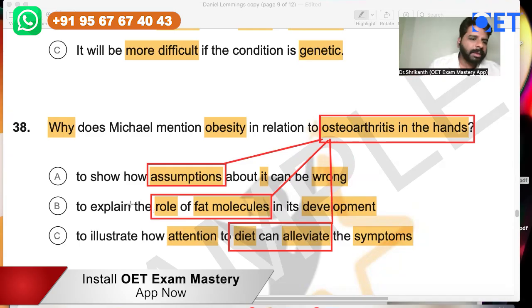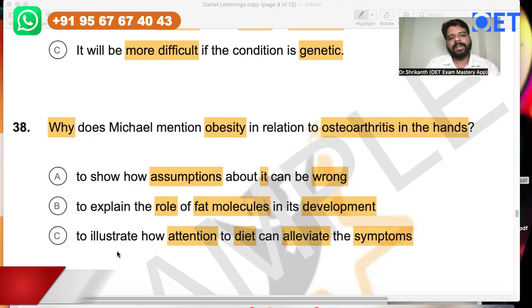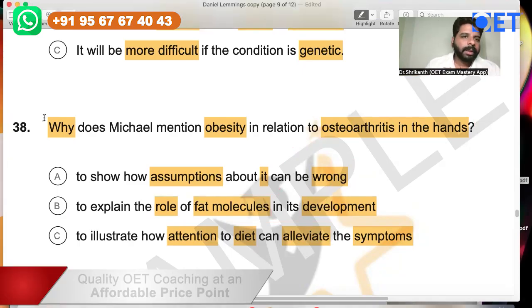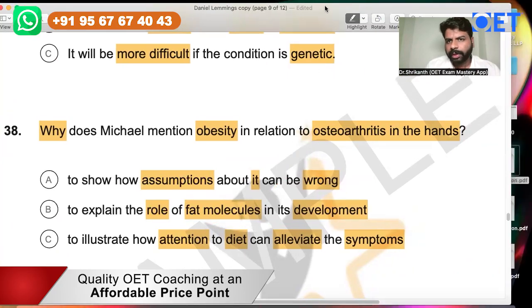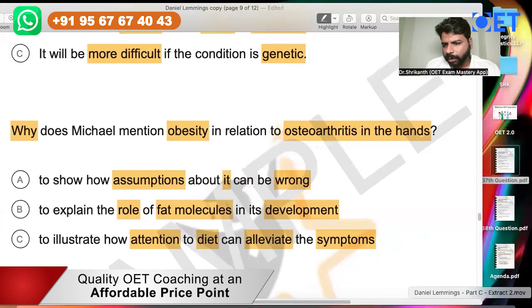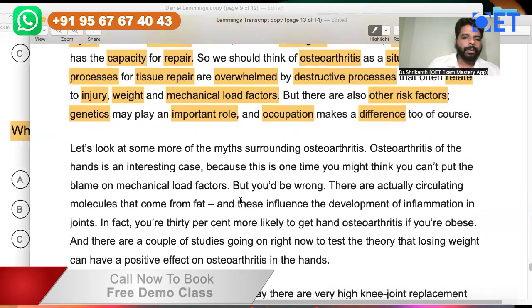So again, this is a slightly tough question. One of the toughest questions I have come across in OET. But anyway, let's take a look into the audio script. So everyone remember the question. He's talking about osteoarthritis in the hands and he's using obesity. So what is your duty? Why is he using obesity as an example over here?